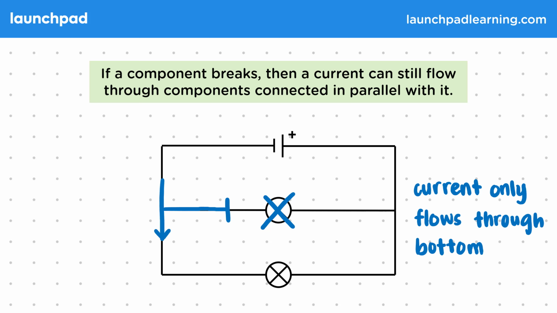This is why most real-life circuits, such as the mains in a house, are set up with parallel branches. If one component in the circuit breaks, then the rest of the circuit can still work around this.